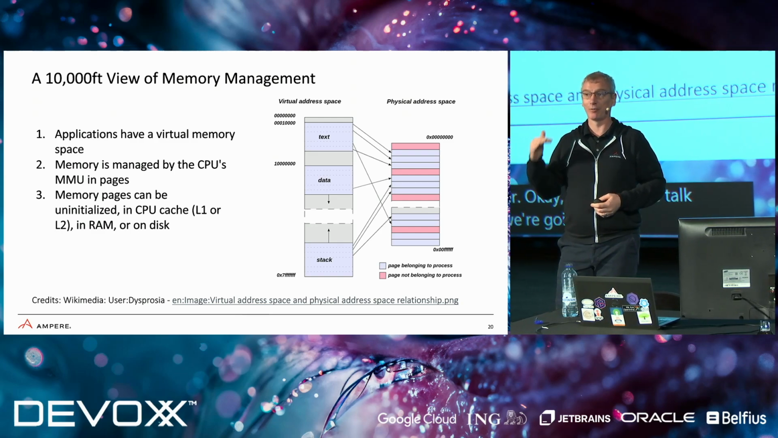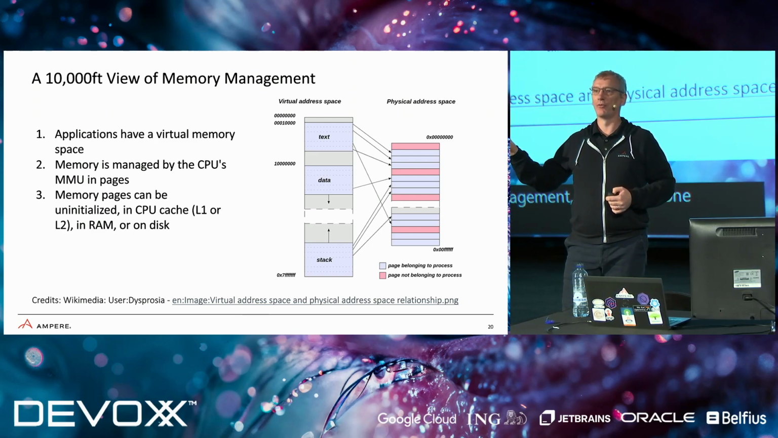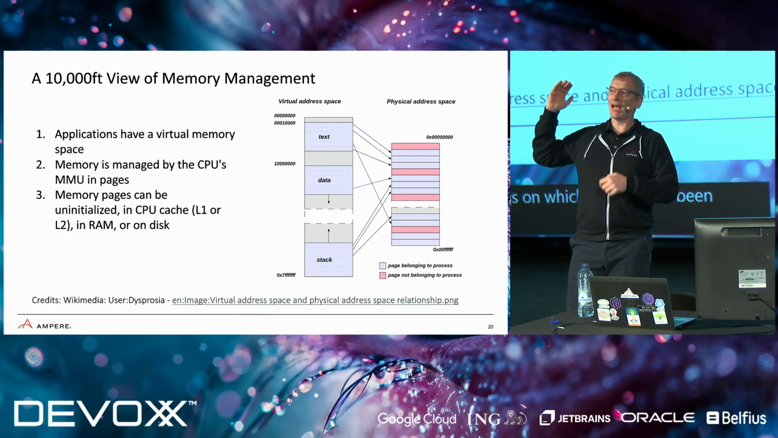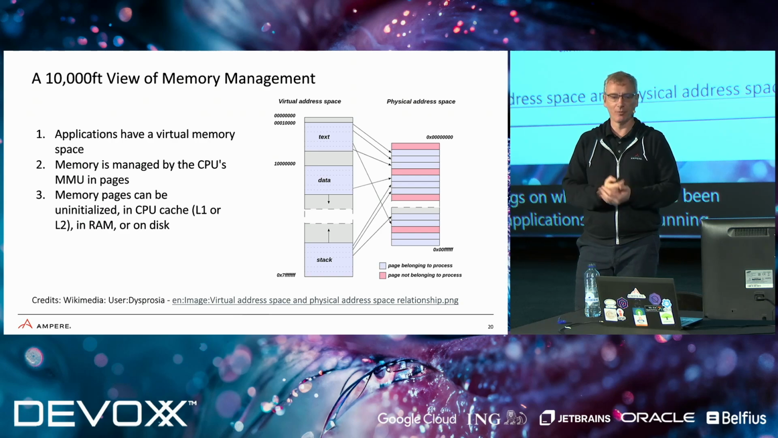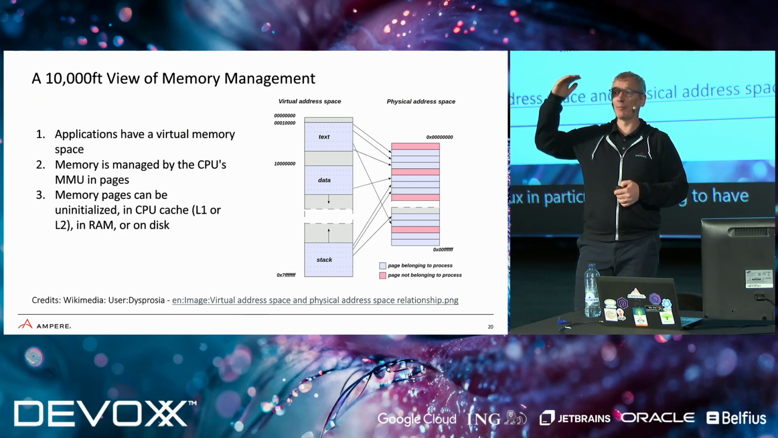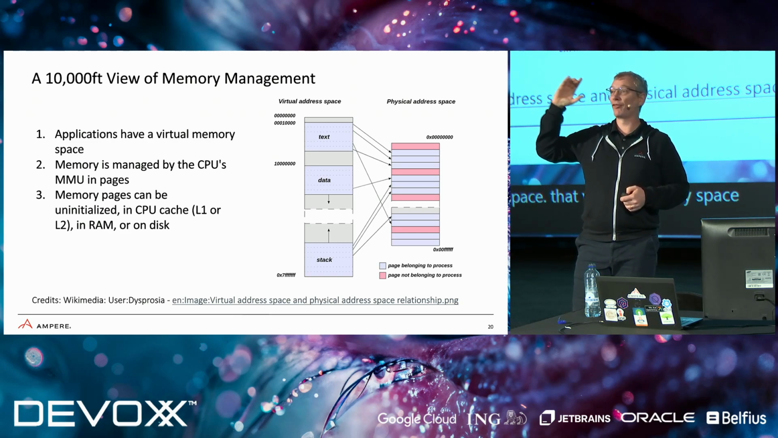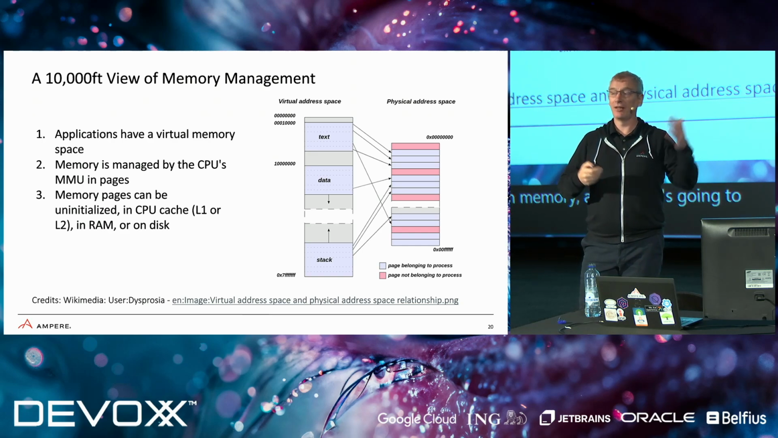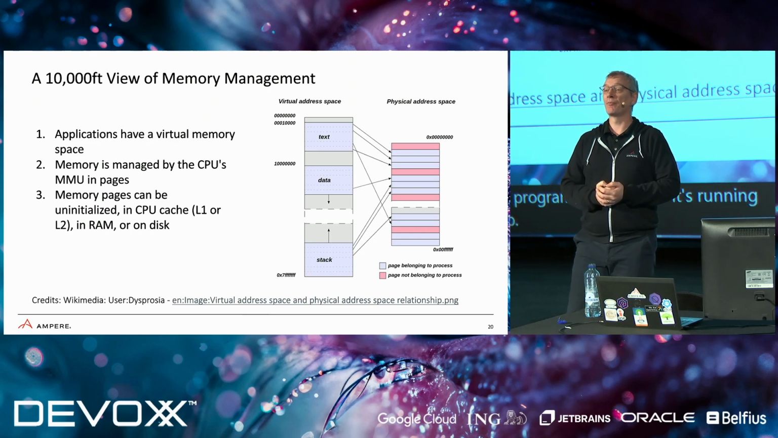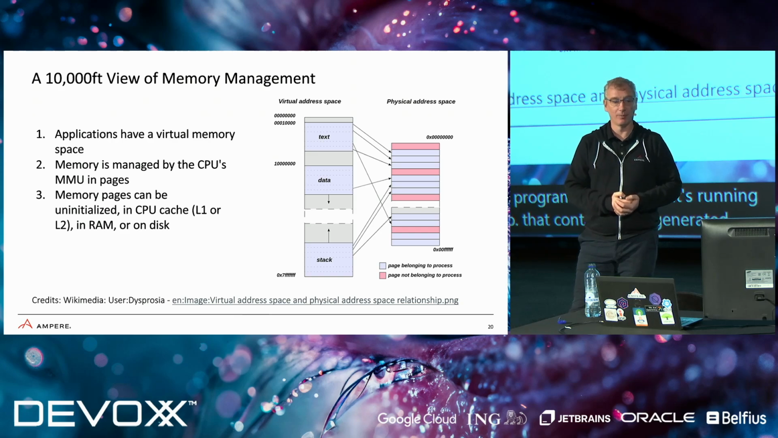like literally a 1 minute overview of things on which books have been written. Essentially, applications that are running in an operating system, Linux in particular, are going to have a virtual memory space. That virtual memory space has the program code in memory, and then it's going to have the stack that the program generates as it's running. It's going to have the heap that contains data generated by that application.